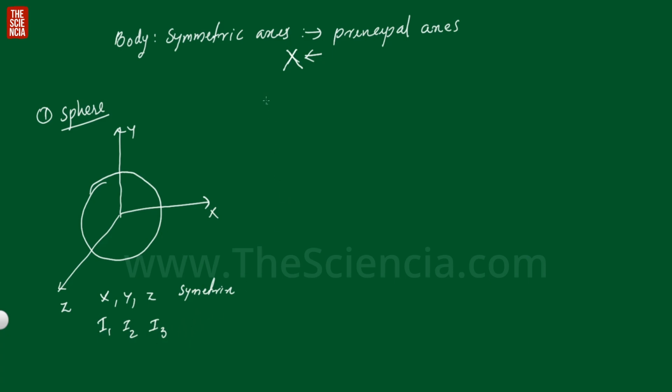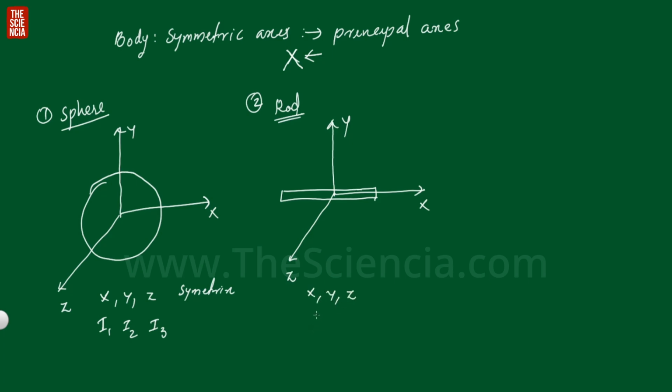Another case I am considering is a rod. This is a rod, and this is my x-axis, this is the y-axis, and this is the z-axis. Here also you can see the body is symmetric about the x-axis, y-axis and z-axis. So what you get is only the principal moments I1, I2 and I3.